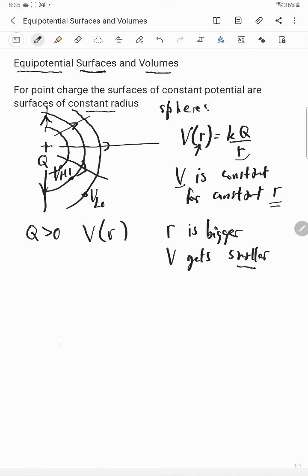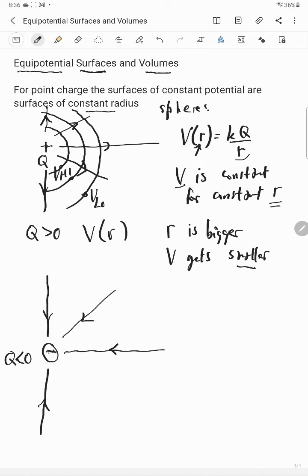If I did a negative charge, right? So here's a negative charge. You know that the electric field lines actually don't point out from the charge, they point into the charge. So this is the case where Q is instead less than 0, right? So let me flesh out the field line diagram a little bit more. But the potential is written with exactly the same formula.